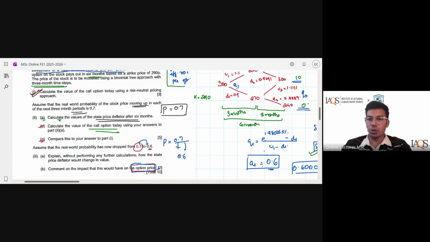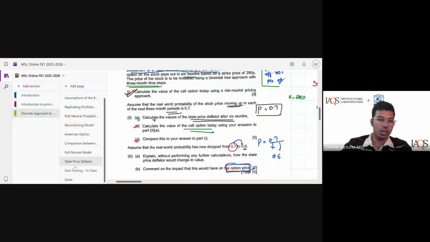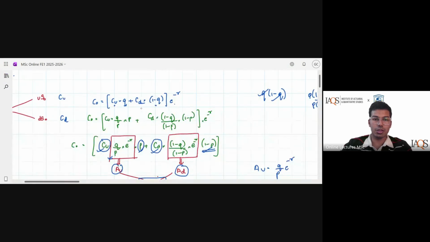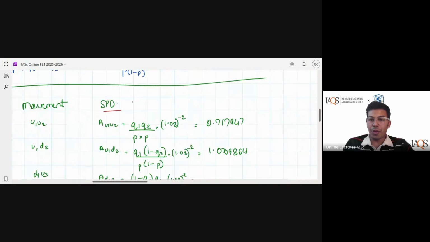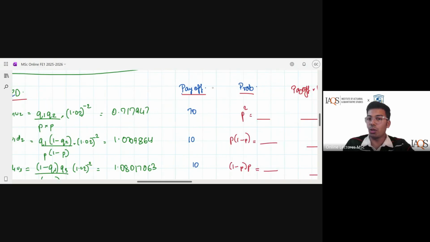How did we introduce real world probability into the equation? Okay, let's go back to the state price deflator derivation. The way we introduced P is by multiplying and dividing by the same factor. We introduced 1 minus P by multiplying and dividing by the same factor. Even if P goes from 0.7 to 0.6, at the option price level, when I'm calculating the price of the option, essentially it's getting cancelled out. What will change is the value of this column will change and the value of this column will change.